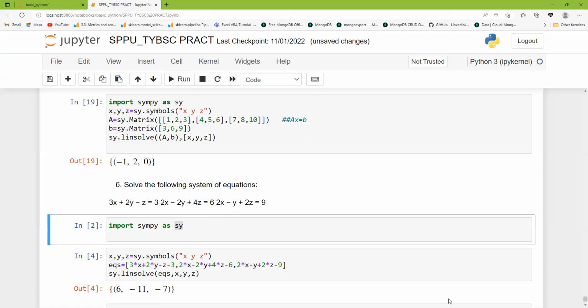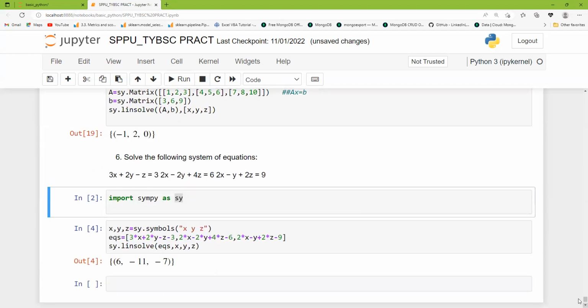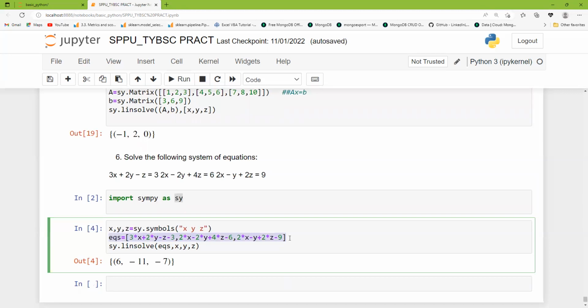Here I have already given the solution, that is import sympy as sy and then x, y, z. Again I have written the equations. These are the three equations: 3x plus 2y minus z is equal to 3, 2x minus 2y plus 4z is equal to 6, 2x minus y plus 2z is equal to 9. I have given all these equations in one list, and then I'm using sy dot linsolve with the equations and giving three variables x, y, and z. So I'm getting 6, minus 11 and minus 7.